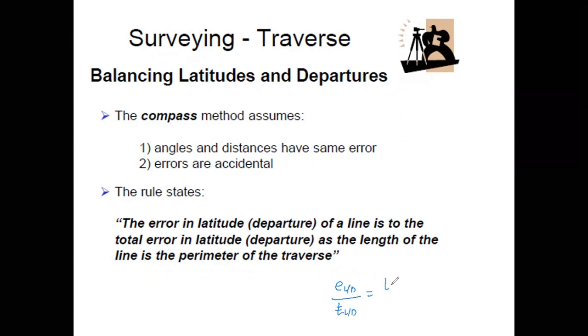Let's say the given line segment is line AB over the perimeter. We are after this variable, so we isolate it to give us a formula to quantify the error for the latitude and departure as E sub L D times L AB over the perimeter.